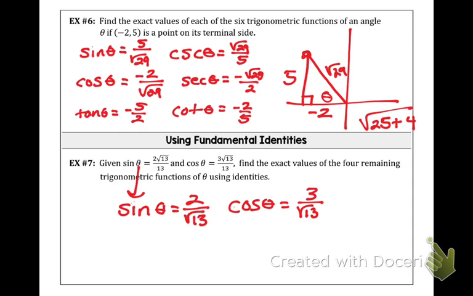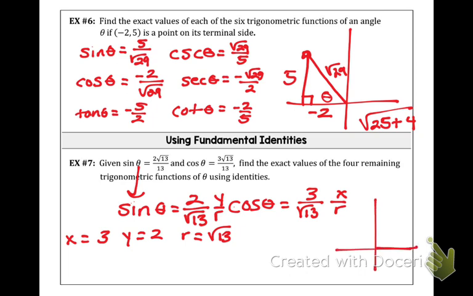Okay, so now find the exact values for the 4 remaining trig ratios. So this would be my sine, which is y over r. This would be x over r. So x is equal to 3, y is equal to 2, and my radius is equal to the square root of 13. If you visually needed to see it, 3, 2, square root of 13, theta.